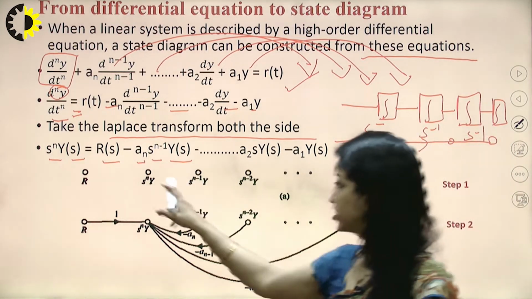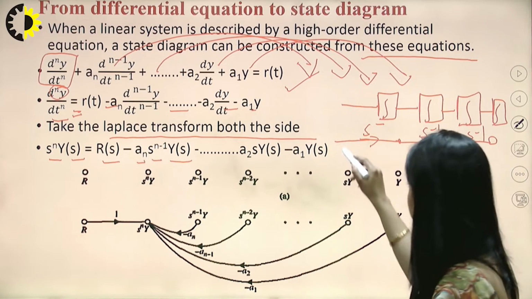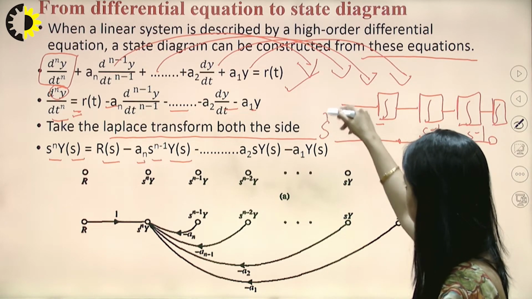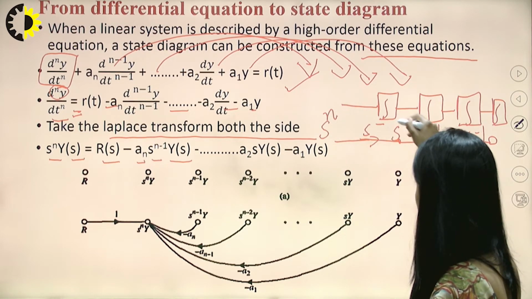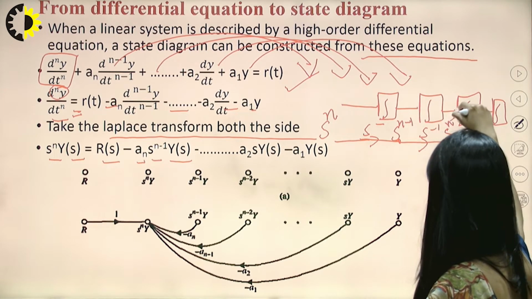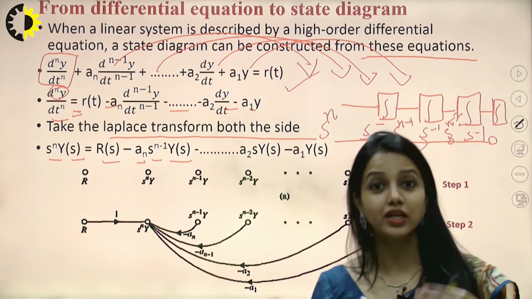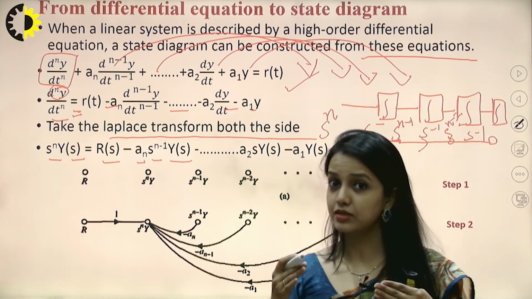So here I have s, it is very clear. If here I have s raised to the power n, here I will have s raised to the power n minus 1. Here I will have s raised to the power n minus 2, because every time I introduce s raised to the power minus 1, I will yield s raised to the power n minus 1.